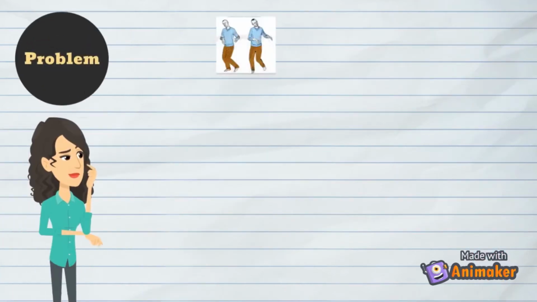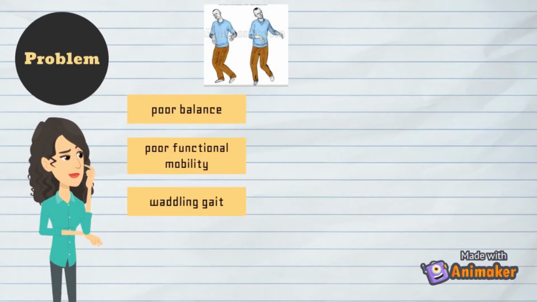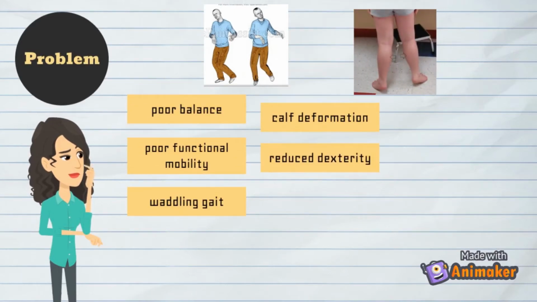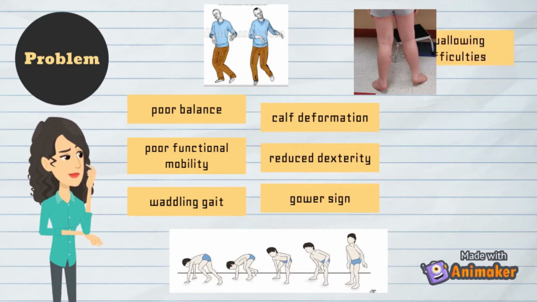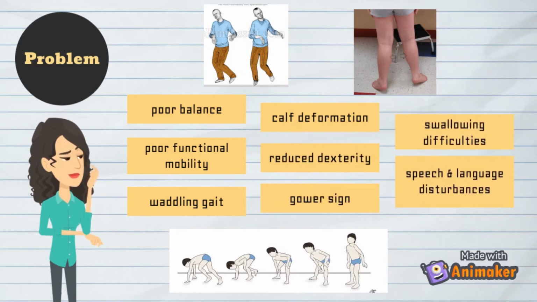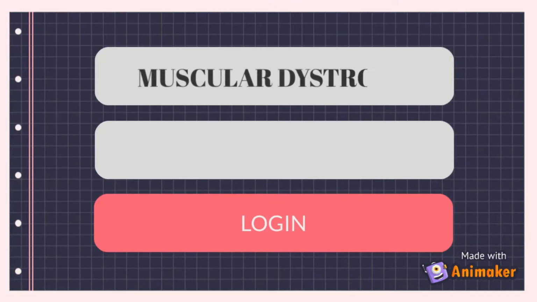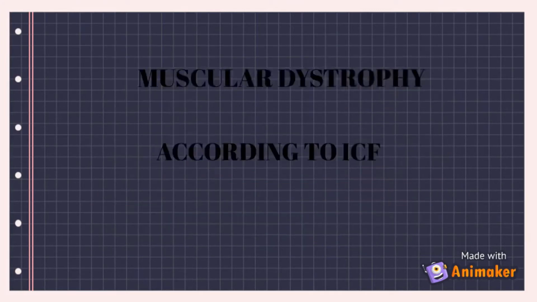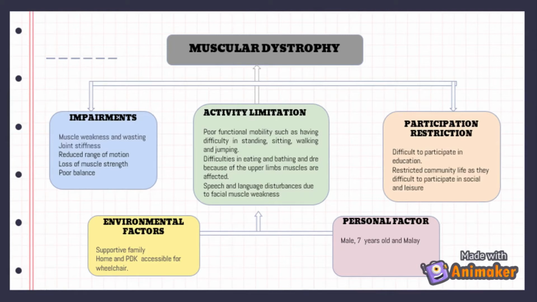These clinical features may cause problems in several aspects such as poor balance, poor functional mobility, waddling gait, cough, deformation, reduced dexterity, swallowing difficulties, speech and language disturbance. Next, let's look at muscular dystrophy according to ICF. According to ICF, there are impairments, activity limitation, participation restriction, environmental factors, and personal factor.